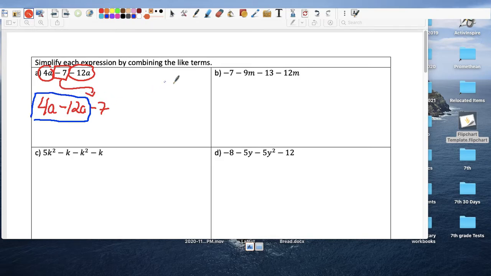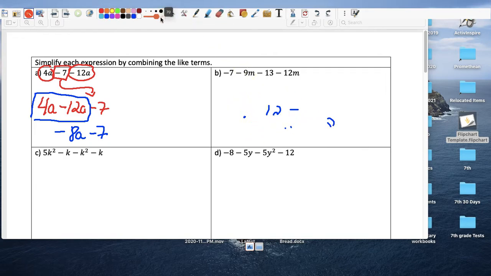So 4a minus 12a, think of it as 4 minus 12, right? Which becomes 4 minus negative 8. Sorry, I'll give you the answer. 4 minus 12, and again, this equals negative 8. So if you're using a calculator, 4 minus 12 is negative 8a, and then the minus 7 does absolutely nothing, and that's just part of your answer.